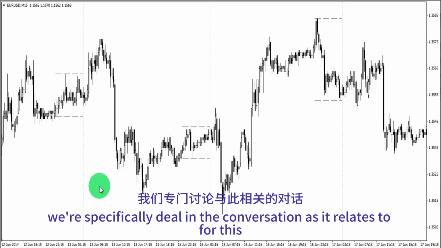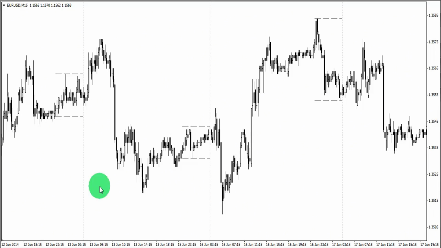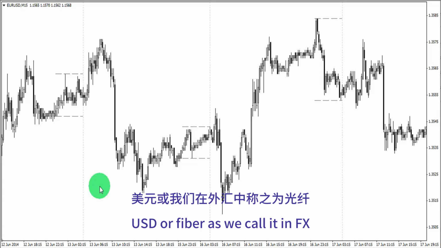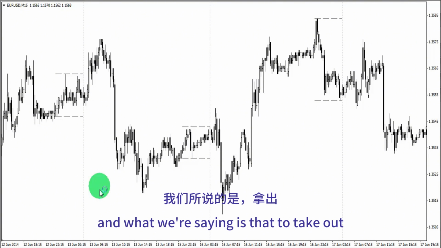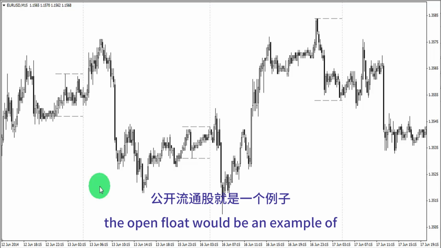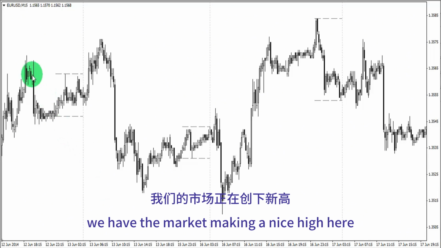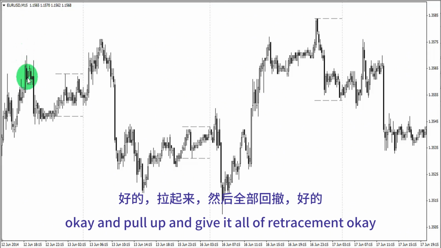We're going to specifically deal in the conversation, for this setting, with the Euro USD, or fiber as we call it in FX. And we're going to look at the 15-minute chart here. What we're saying is that to take out the open float would be an example like this. We have the market making a nice high here, and pull up and give it a retracement.